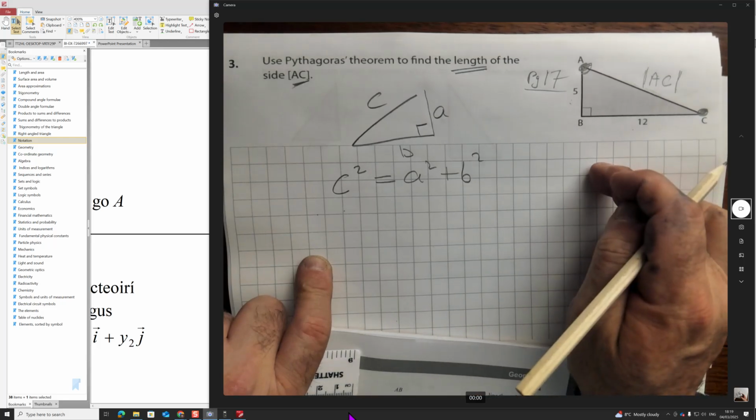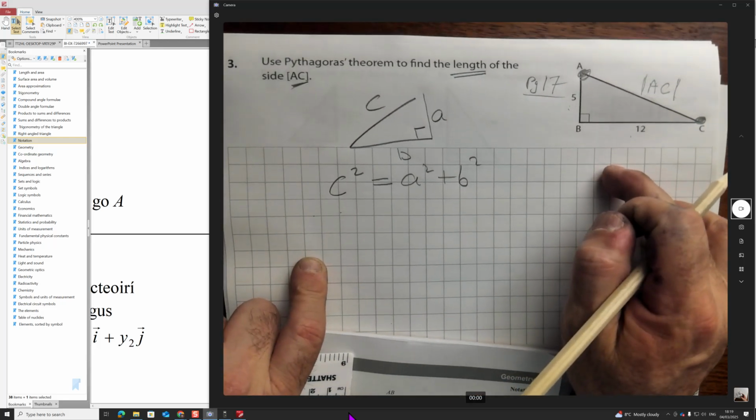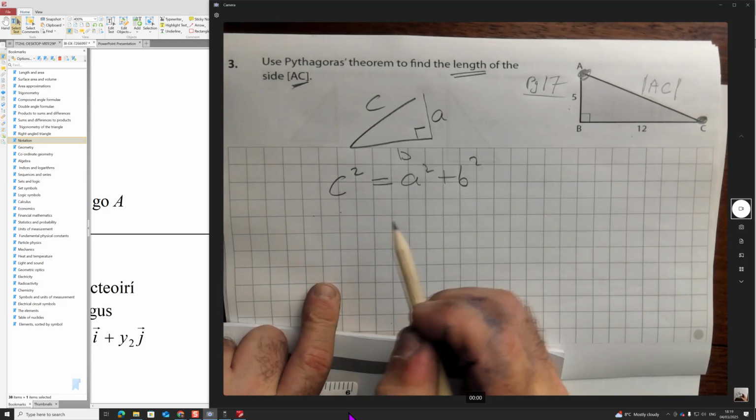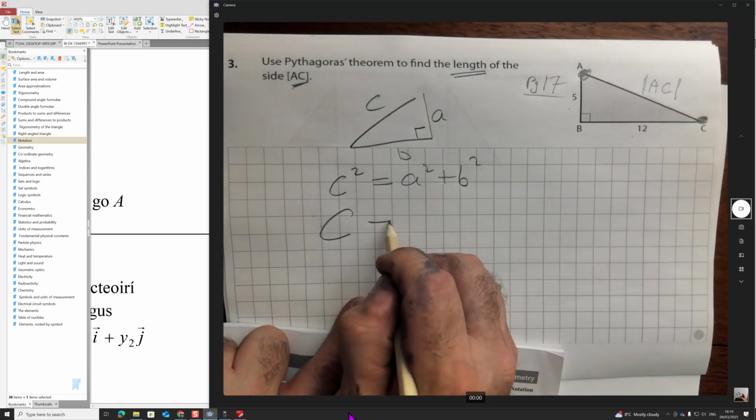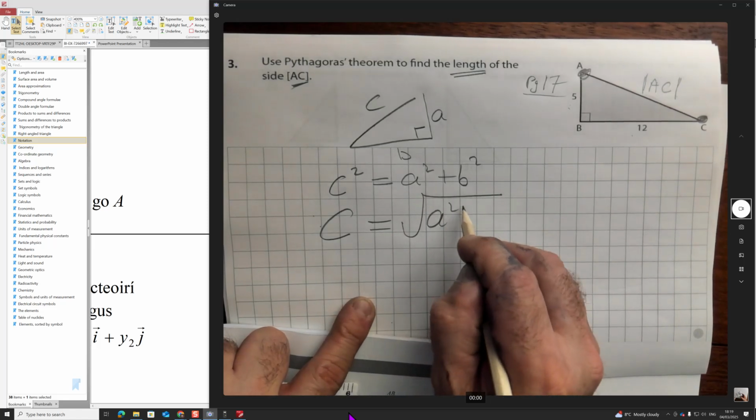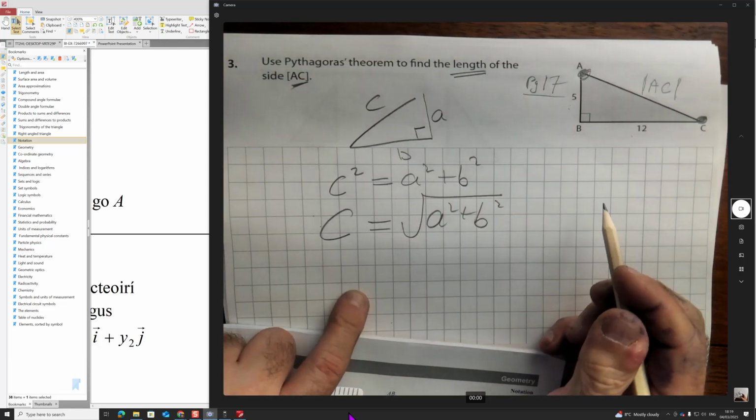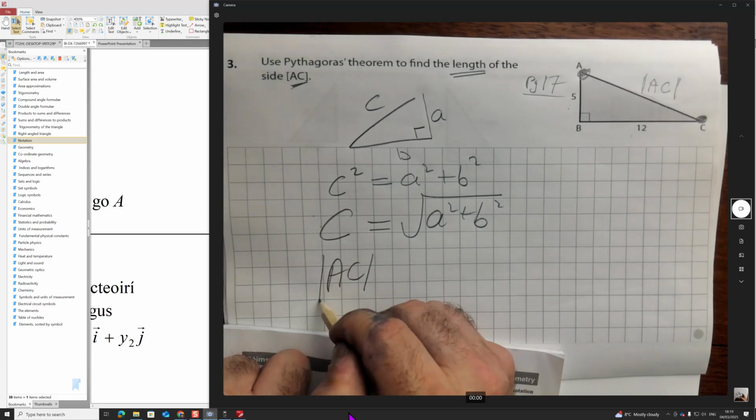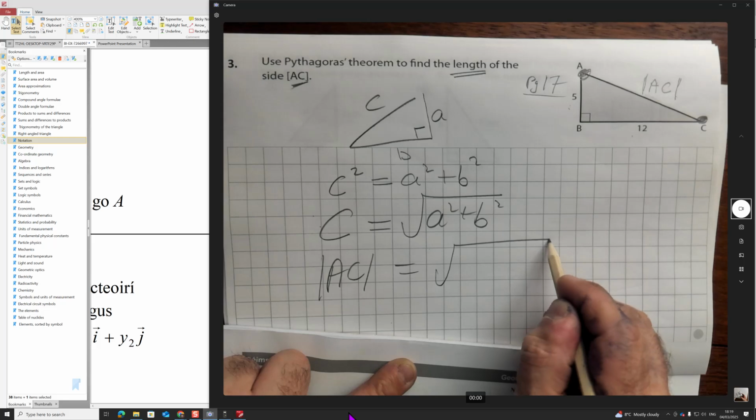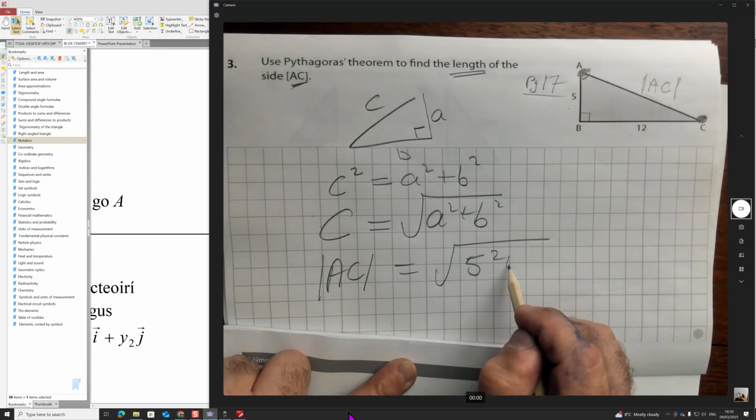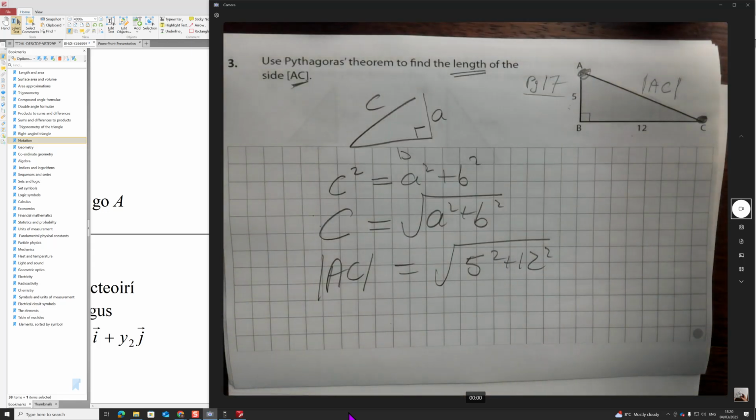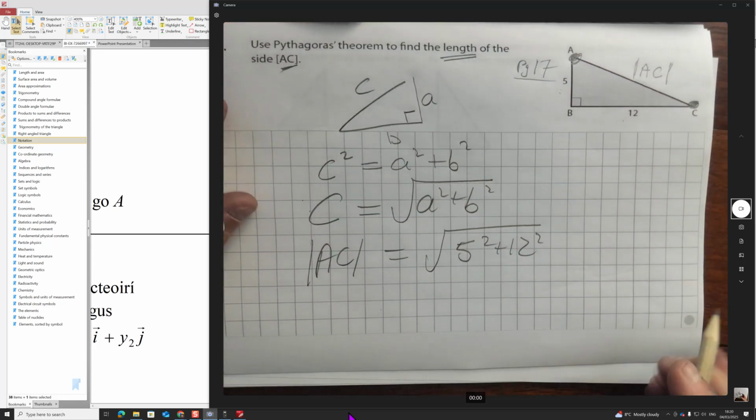Okay, remember we talk about operations and inverse operations. So we're applying the inverse operation of square, so we're applying the square root to both sides, giving us C equals the square root of A squared plus B squared. So in our case here, AC distance, the distance from A to C, is equal to the square root of 5 squared plus 12 squared, a very famous Pythagorean triplet, and it'll come out to be 13.